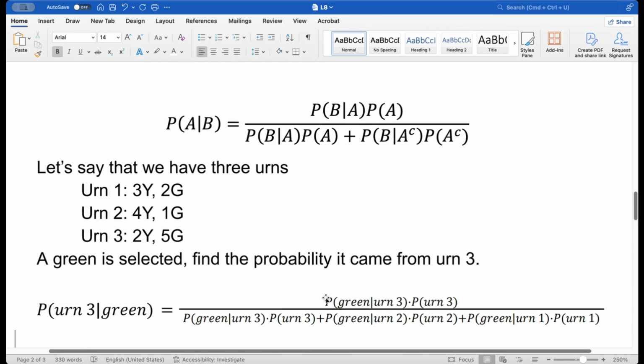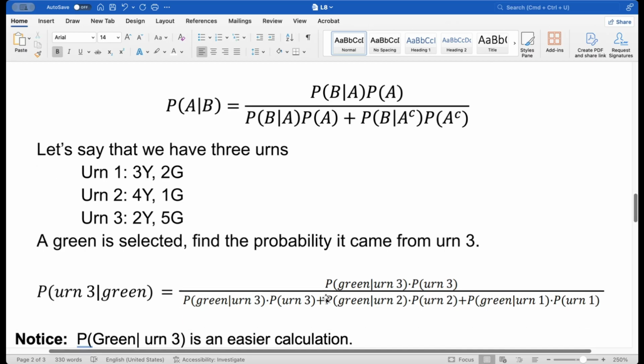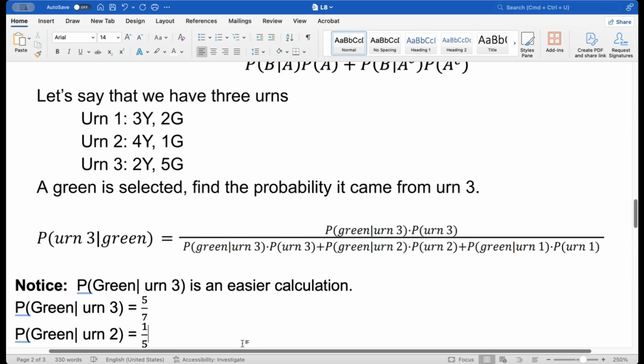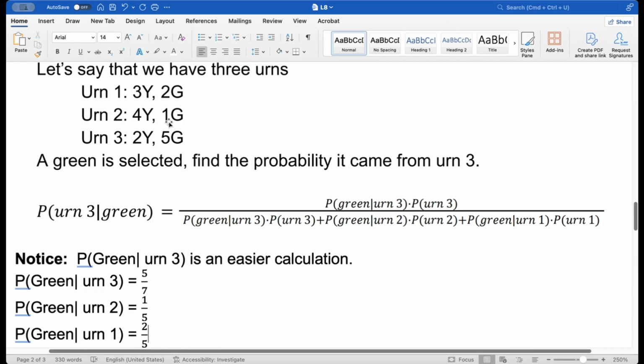So what are these new conditional probabilities in Bayes' theorem after reversing? Well, as mentioned, the probability of green given that urn 3 was used is 5 out of 7. For urn 2, it's going to be 1 out of 5. There's 1 green, 4 yellow for a total of 5. And in urn 1, it's 2 out of 5. So that's going to be used here in the conditional probabilities.